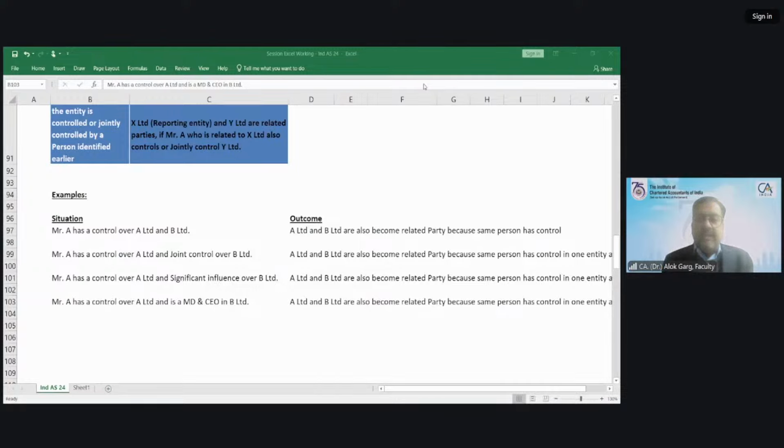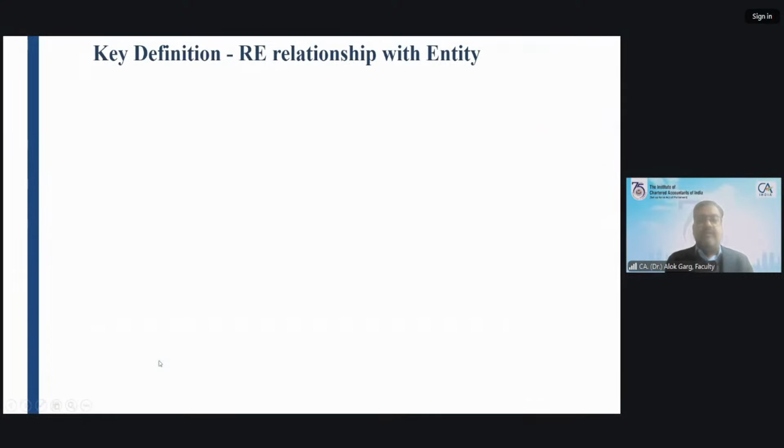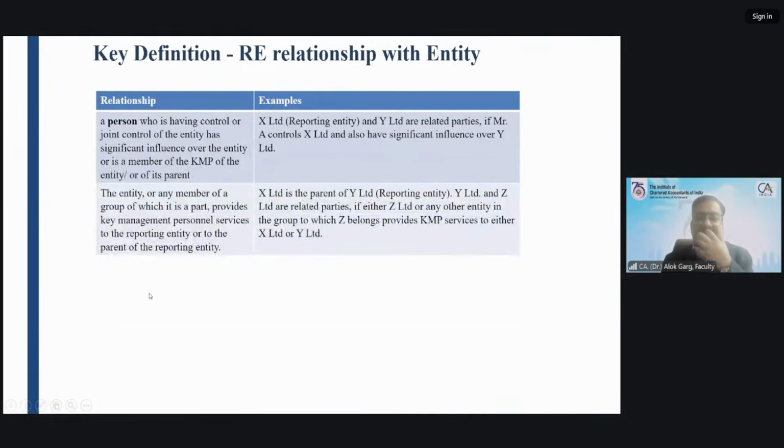So let me again go back to my PowerPoint presentation. So I covered all these examples, all these relationships 1, 2, 3, 4, 5. A person who is having control or joint control over the entity has significant influence over the entity or is a member of the KMP of the entity or its parent. I have also covered this, right?